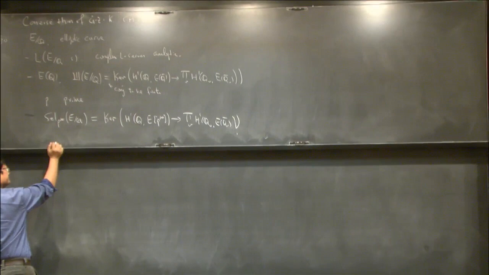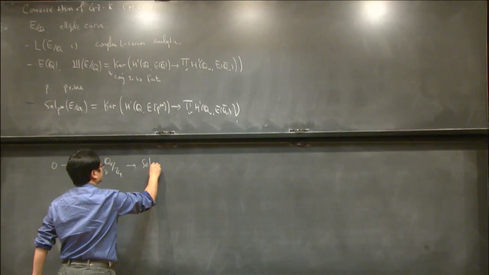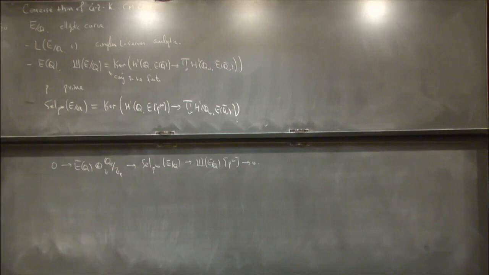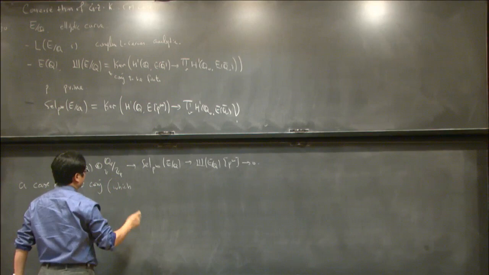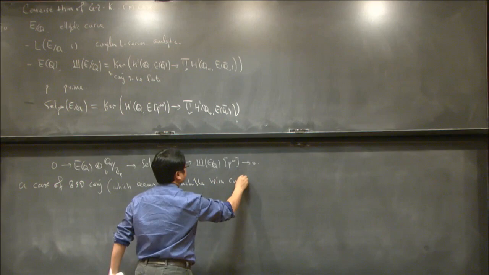So we have this short exact sequence: E(Q) tensor with Q_p over Z_p to the Selmer group, to Sha, the p-part of Sha. So today I'm going to talk about a special case of the BSD conjecture, which seems approachable with current techniques.